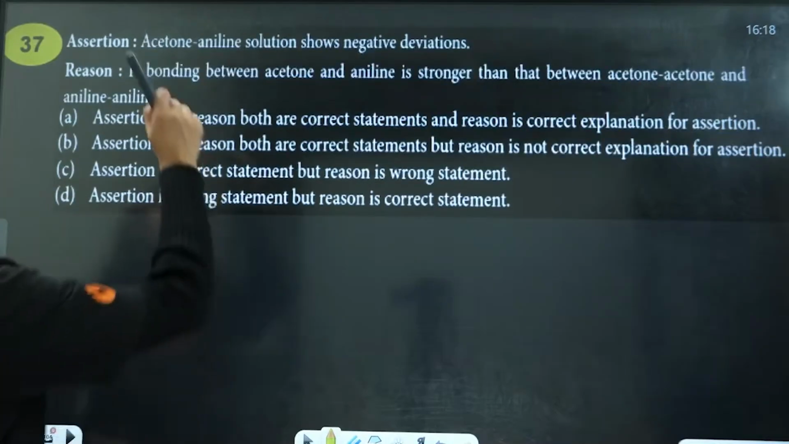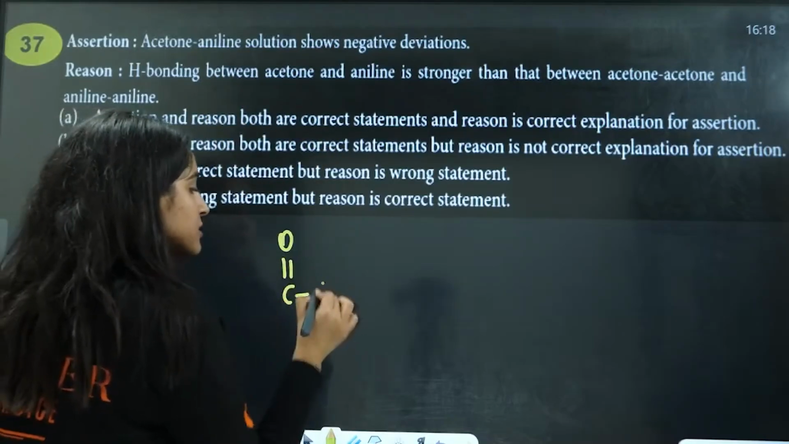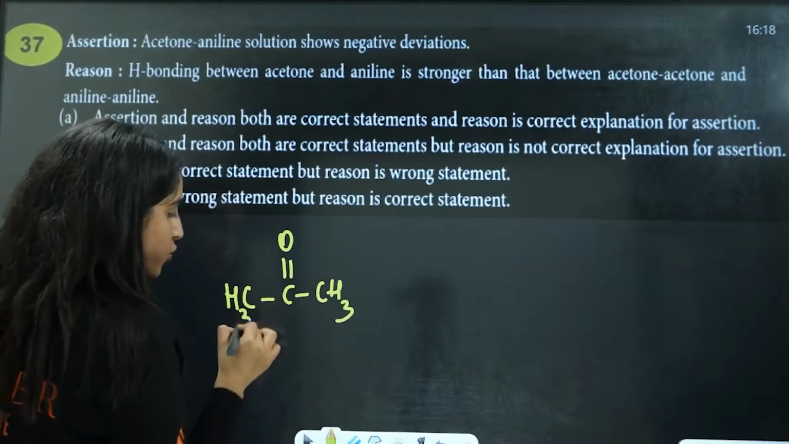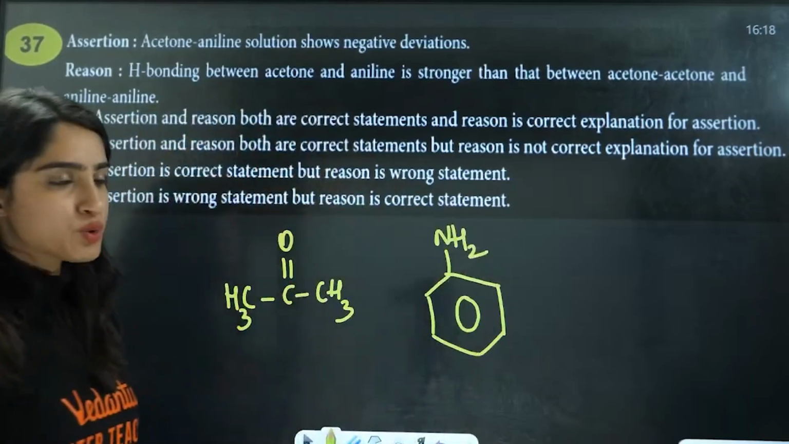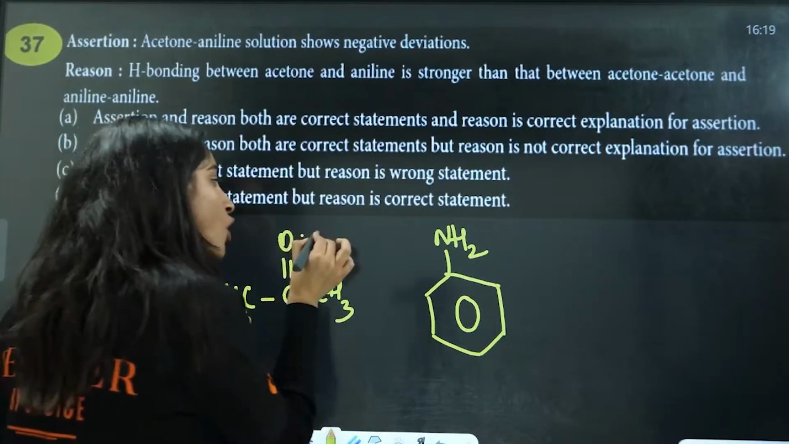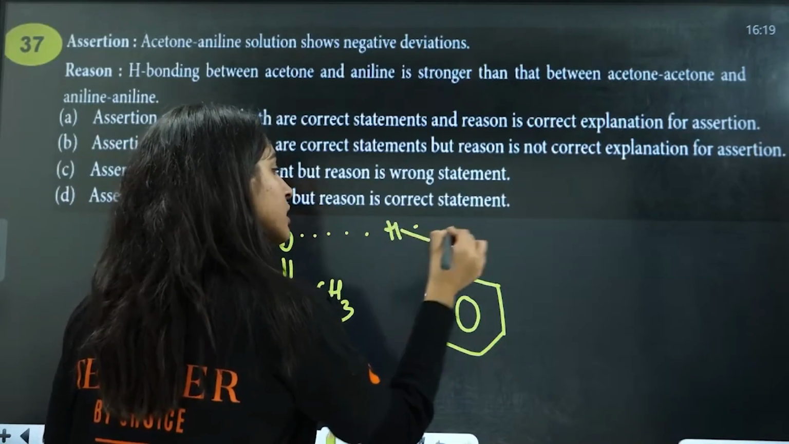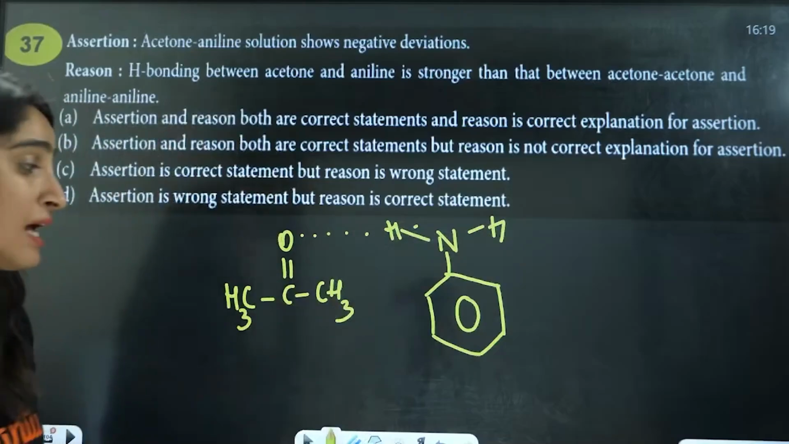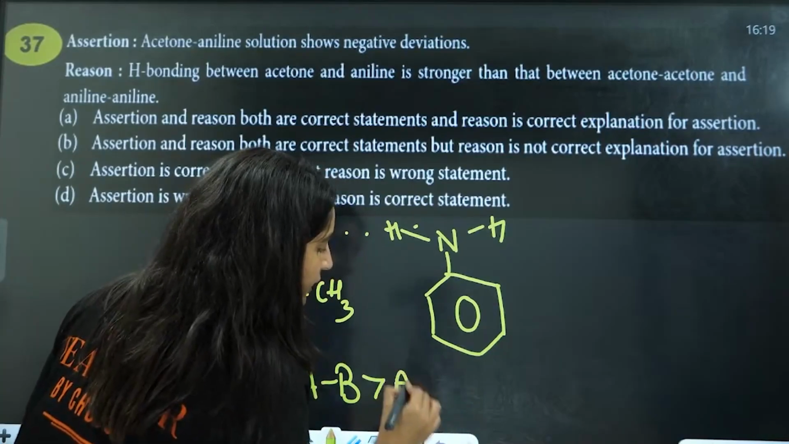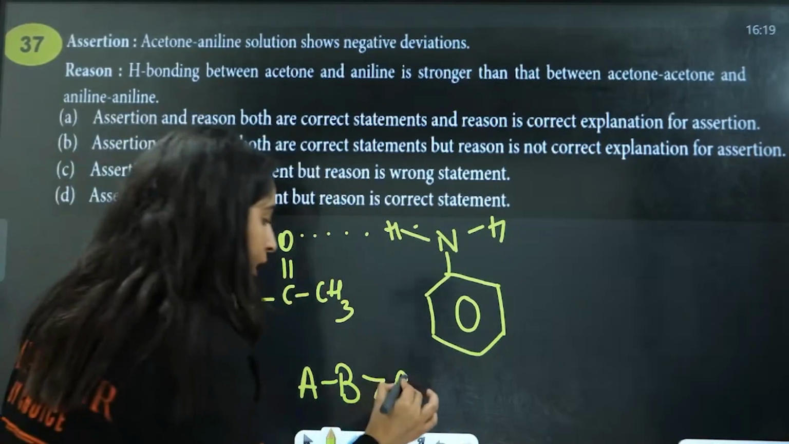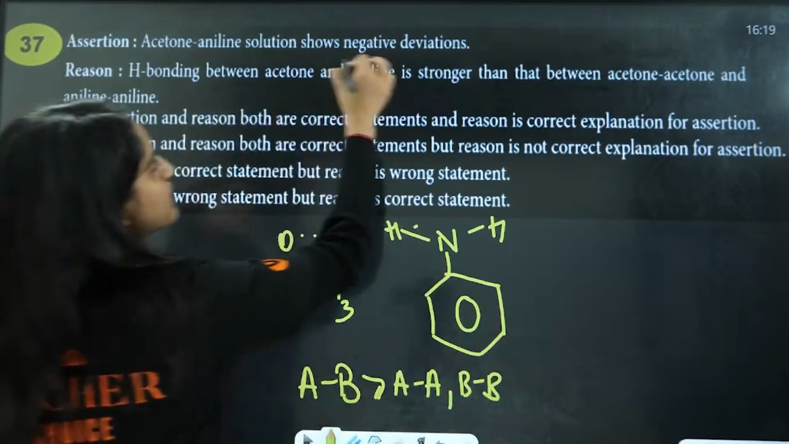Now, the next question: acetone-aniline solution shows negative deviation. You have acetone and this is aniline. After the interaction, this oxygen is going to have hydrogen bonding with this hydrogen, right? That means A-B interactions are going to be stronger as compared to A-A and B-B interactions. That means it is going to show negative deviation.